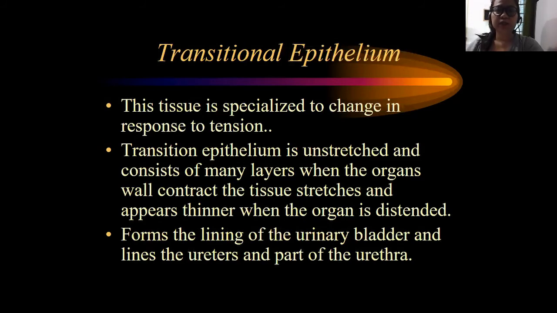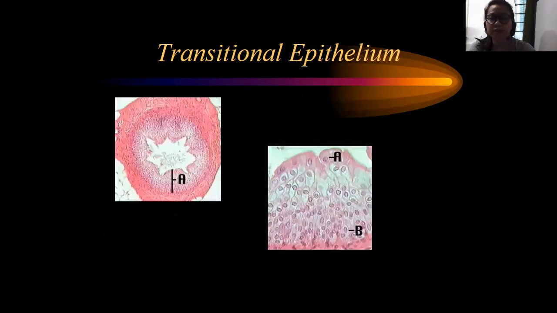How about the transitional epithelium? This tissue is specialized to change in response to tension. So transitional epithelium, when unstretched, consists of many layers. When the organ walls contract, the tissue is thick; when the organ is distended, the tissue stretches and appears thinner. It forms the lining of the urinary bladder, the ureters, and part of the urethra. So these are parts of our urinary system.